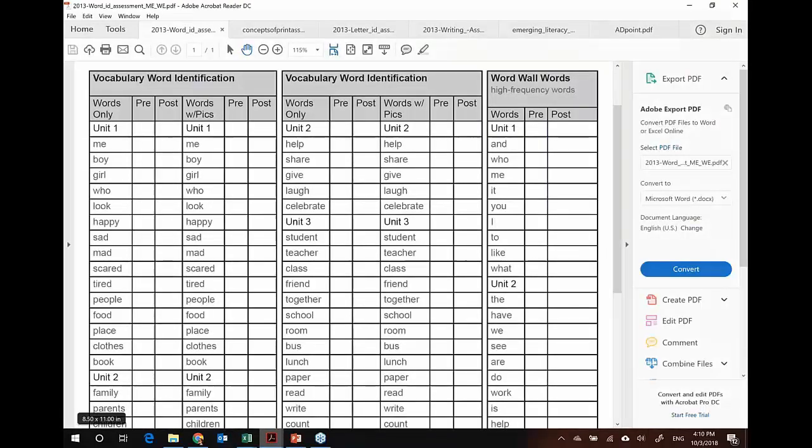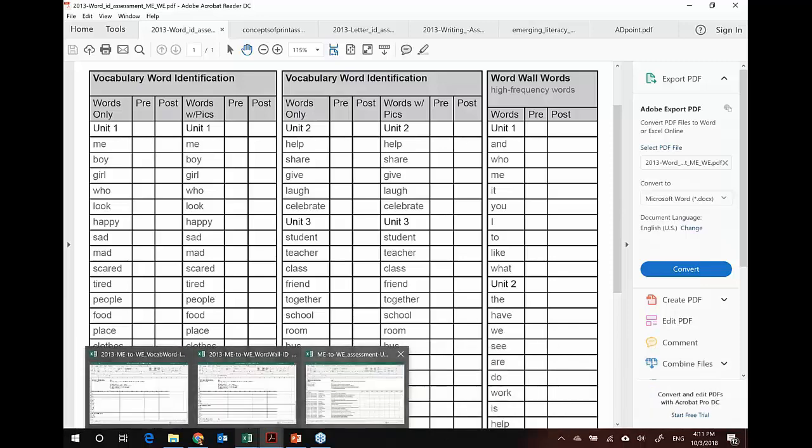So here is the vocabulary word identification. You can see Unit 1. If you're assessing just words only, you would use this side. If you're doing words with pictures, you would use this side of the chart. Remember that all of these words and picture symbols are located in your kit. You have copies of these and you can use them for the assessment.